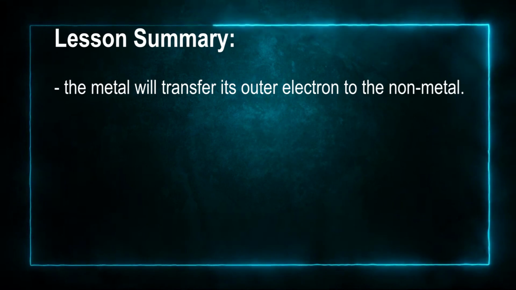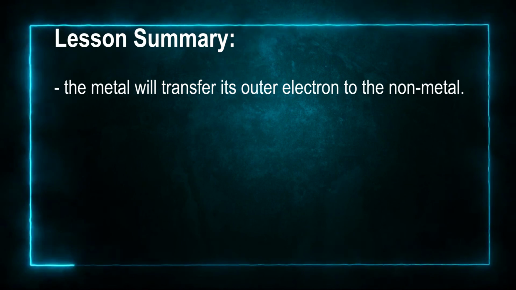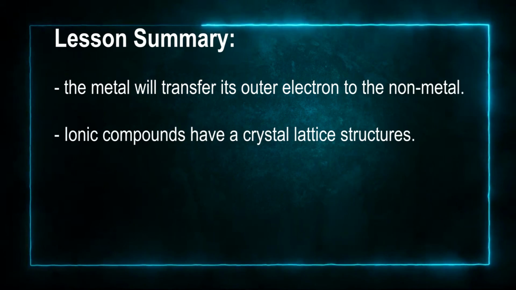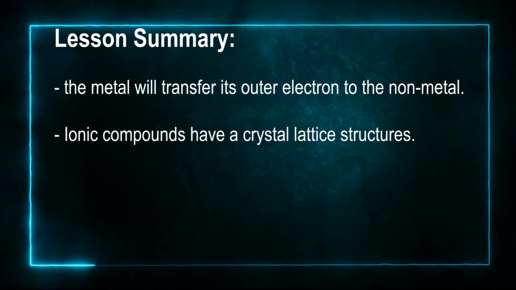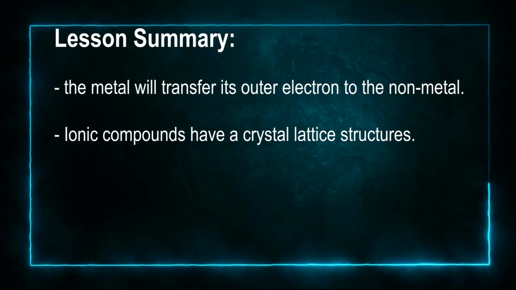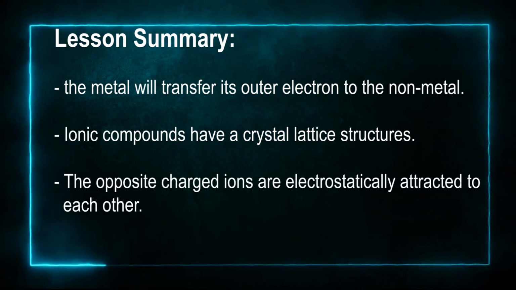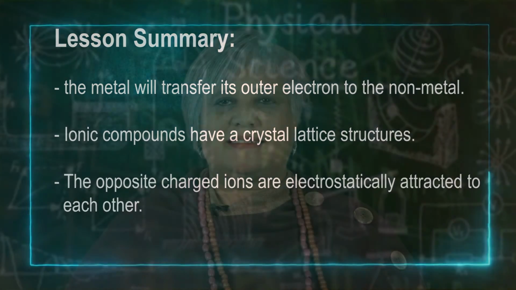The metal will transfer its outer electron to the non-metal. Ionic compounds have a crystal lattice structure. The opposite charged ions are electrostatically attracted to each other.